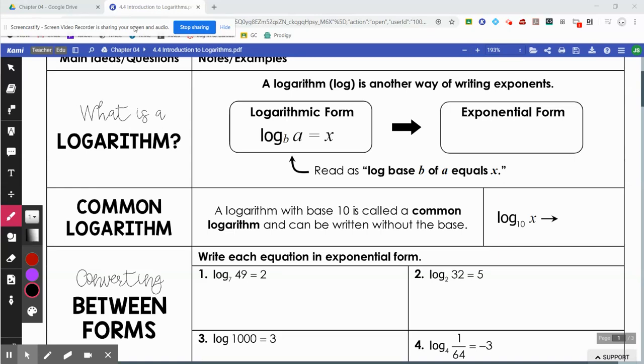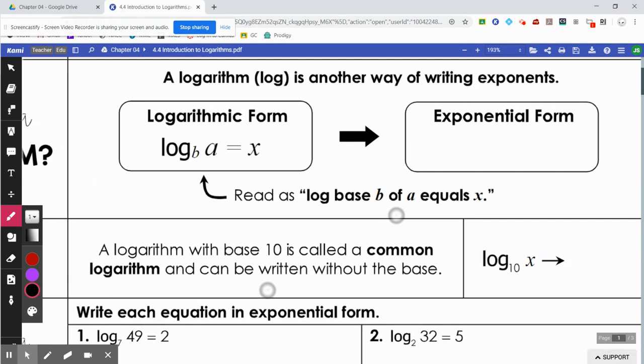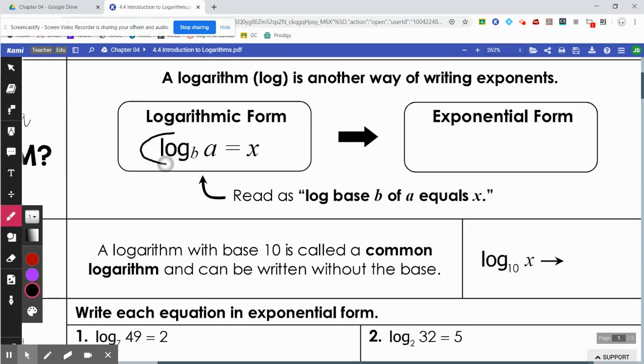In this lesson, we're going to be talking about logarithms. Now, first off, what is a logarithm? A logarithm is another way of writing an exponent. This is a logarithmic form right here.